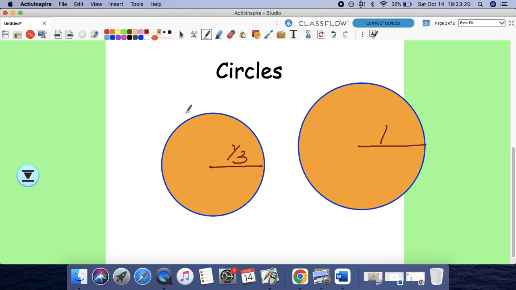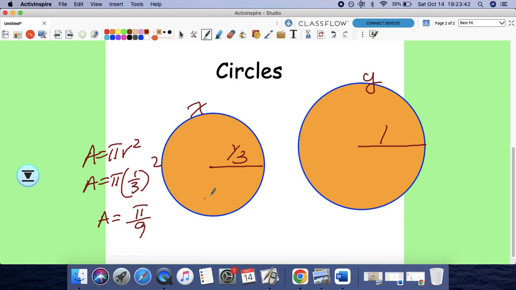Well, this is circle X and this is circle Y. We want the ratio of this circle to this circle. Well, let's find the area. A equals pi r squared. A equals pi times 1/3 squared. A equals pi over 9, so that's the area of that one. This one is A equals pi r squared, A equals pi times 1 squared, or A equals just pi.